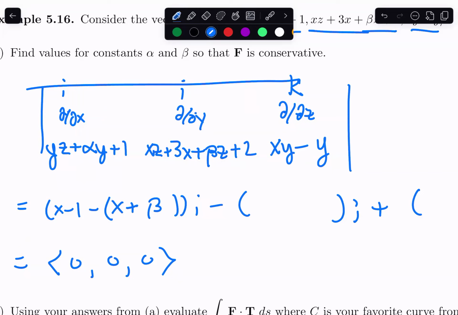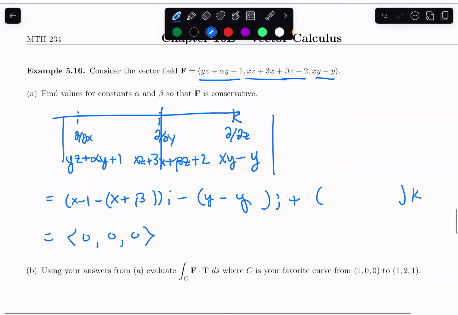Next up, partial derivative with respect to x of xy minus y is going to be just y, minus partial derivative with respect to z of this bit here. That's just going to be y. So that one works out no matter what.